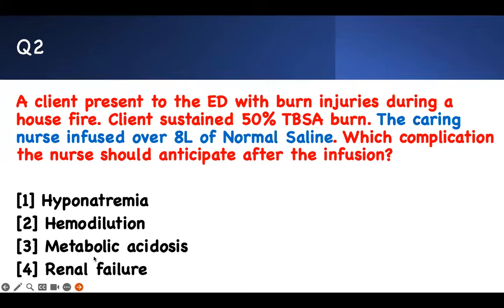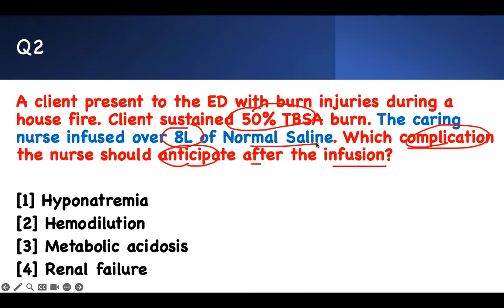So let's get to it. Number 2. This is also a concept. Which complication should the nurse anticipate? Complication. When I underline something, it is a buzzword. After the infusion, after. A client presents to the emergency room with burn injuries during a house fire. The client sustained 50% total body surface area burn. The nurse infused 8 liters of normal saline. Which complication should the nurse anticipate after the infusion?